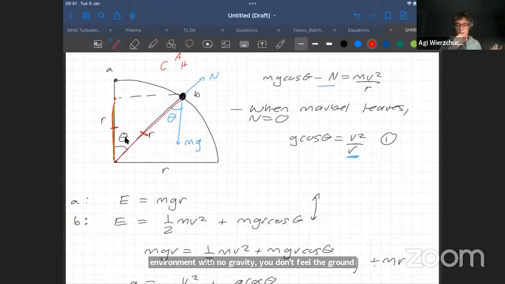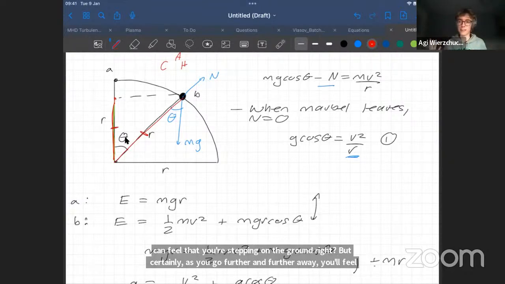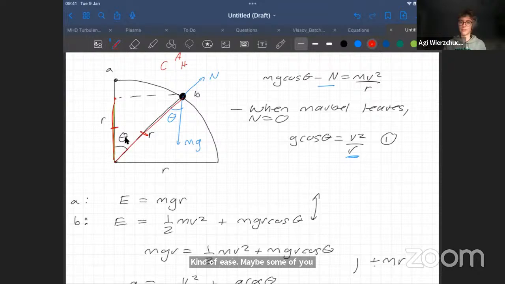If you consider starting at the top, you can feel that you're stepping on the ground. But suddenly, as you go further and further away, you'll feel that pressure kind of ease. Maybe some of you have been in a car where you go over a hill and you get a little whoop feeling in your belly. That's basically the same idea. It's because your normal reaction force is reducing.